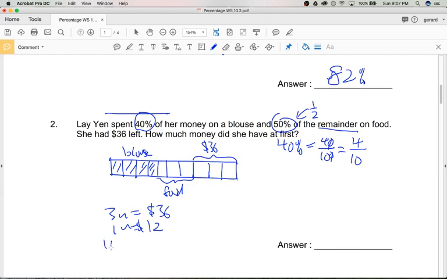So we want to find what's 10 units, 120. Alright, so okay, that's how we get the answer. How much money she had at first is actually just all the 10 units together.